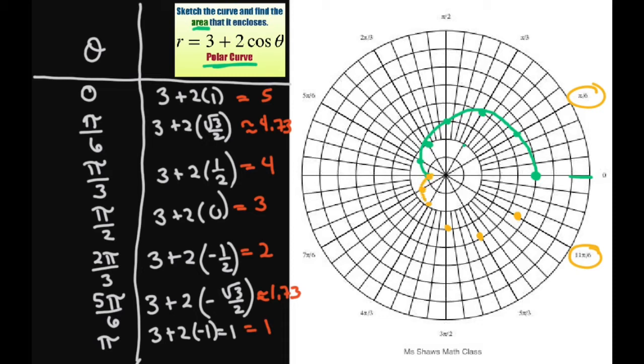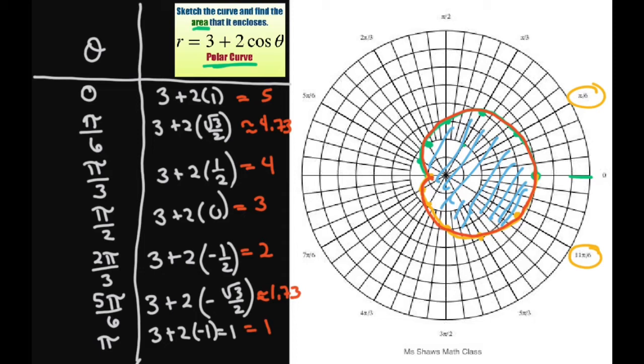So there's a sketch of the graph. You know, when it says sketch, it means you're not supposed to use a graph, but I had to use one here. So there's basically your curve. Now the goal of this is to find the area that it encloses. So we're trying to find this area.